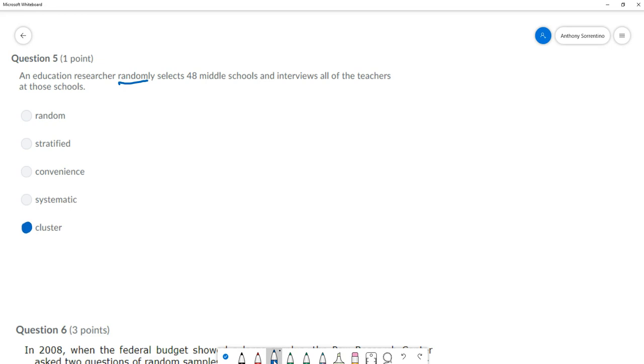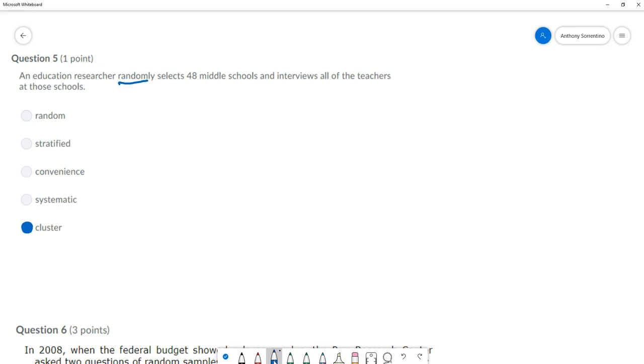because all the teacher population is what we were looking at, and all teachers from each cluster that was chosen were used. Again, some people could probably argue stratified if there were only 48 middle schools in a particular region, but the fact that all the teachers are chosen makes it cluster. If I selected a certain number from each group, there'd be some argument for it being stratified.